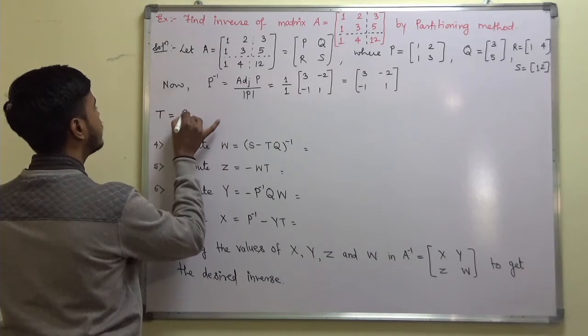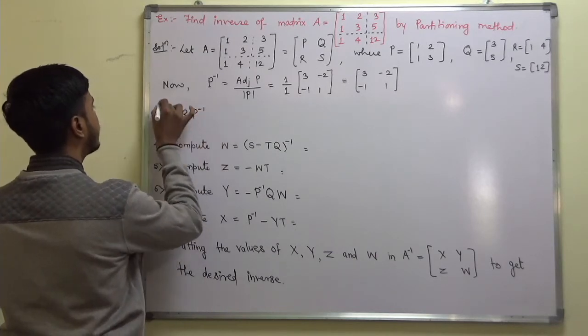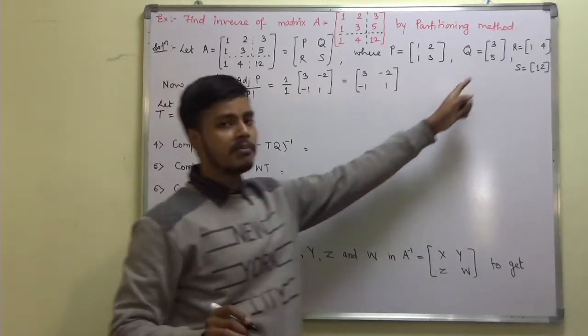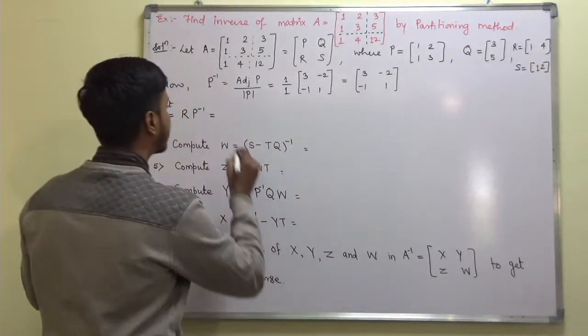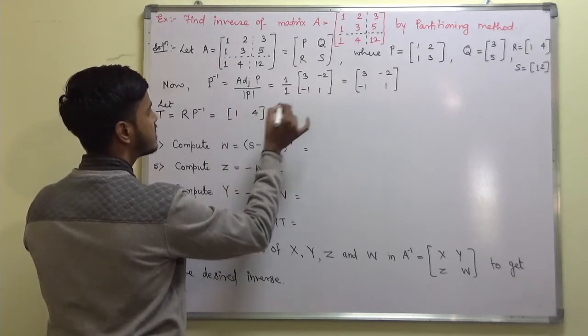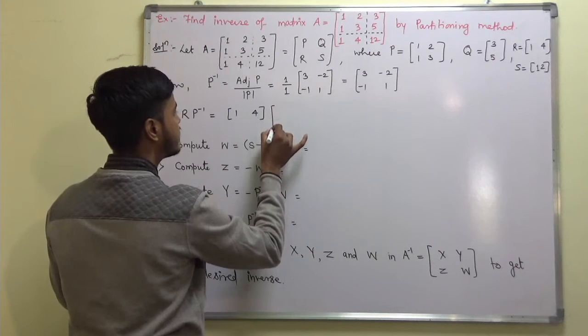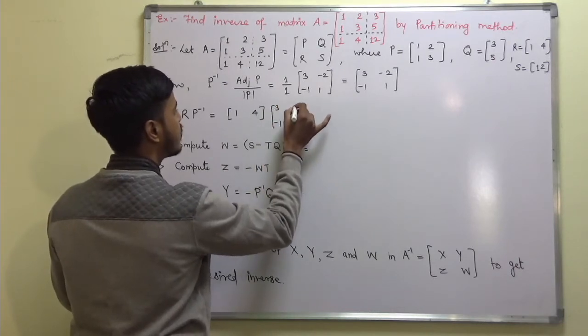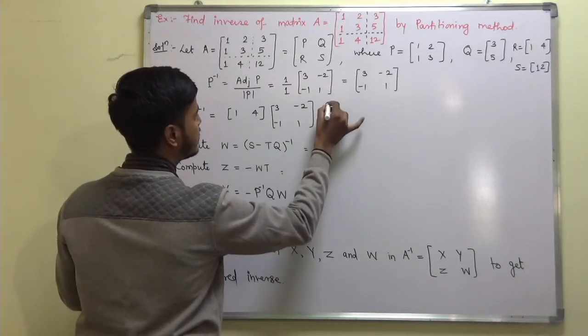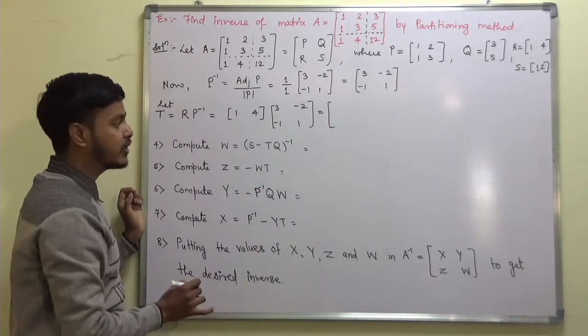T is equal to RP inverse. If you want, you can write let T is equal to RP inverse. What is my R? My R is this. So you can just write here 1, 4, and P inverse we have found out is 3, minus 1, minus 2, 1. Okay, now you can solve this. Once you solve this, what will you be getting?